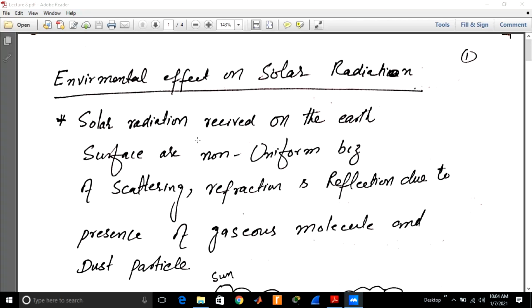So first we go toward the types of solar collector. There is some environmental effect on solar radiation. The solar radiation received on the Earth's surface is non-uniform. Why is it non-uniform? Because scattering, refraction and reflection of the radiation take place due to the presence of gaseous molecules and dust particles.